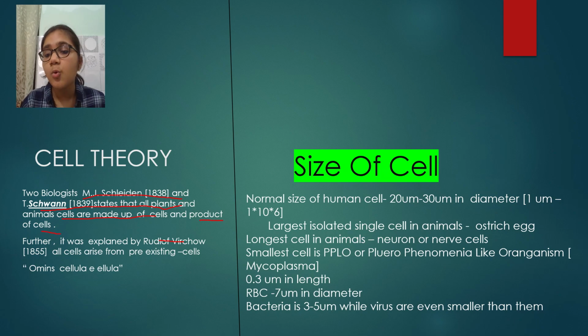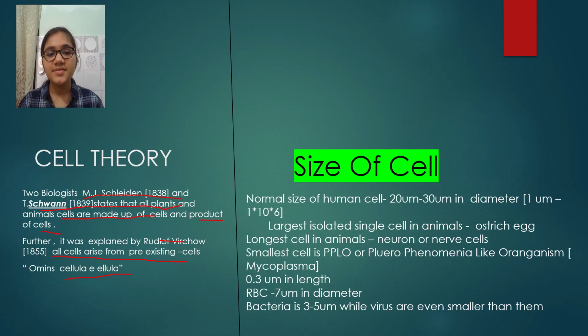Then further, it was explained by Rudolf Virchow in 1855. He was a German pathologist. He said that all cells arise from pre-existing cells, meaning omnes cellula e cellula. Okay.